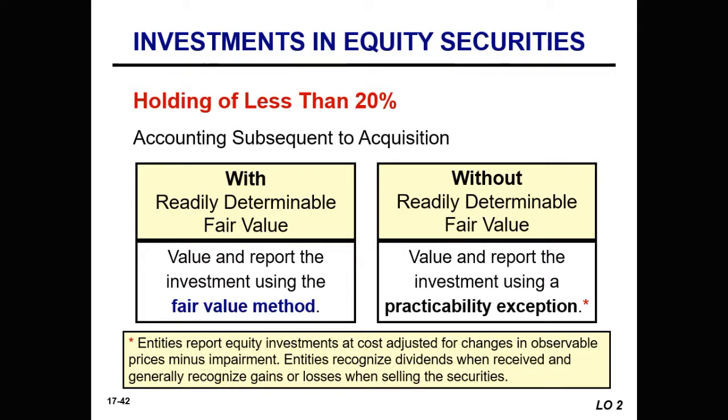So we're going to start talking with holdings of less than 20%. If market prices are available, the investment is valued and reported subsequent to acquisition using the fair value method. This is the same as we've illustrated with the debt instruments, with the exception that this absolutely does go to the unrealized holding gain or loss income account that is reported as other revenue or expenses.